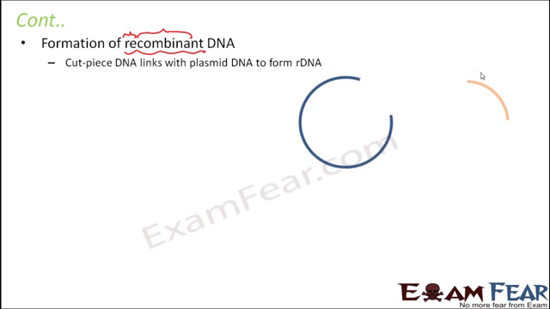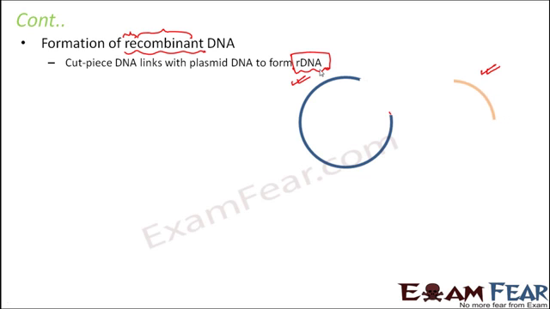Now we have the cut piece of DNA which contains the desired gene, and this is the plasmid DNA, which is also cut in order to make some space available for this cut piece of DNA to attach to it. Now, how do we cut this? Again, the restriction enzymes will help in cutting it at specific sites. Therefore, restriction enzyme helps both in cutting the plasmid DNA as well as the desired DNA containing the gene of interest. Now, the cut piece of DNA will link with the plasmid DNA to form rDNA. Recombinant DNA is often written as rDNA in short form.